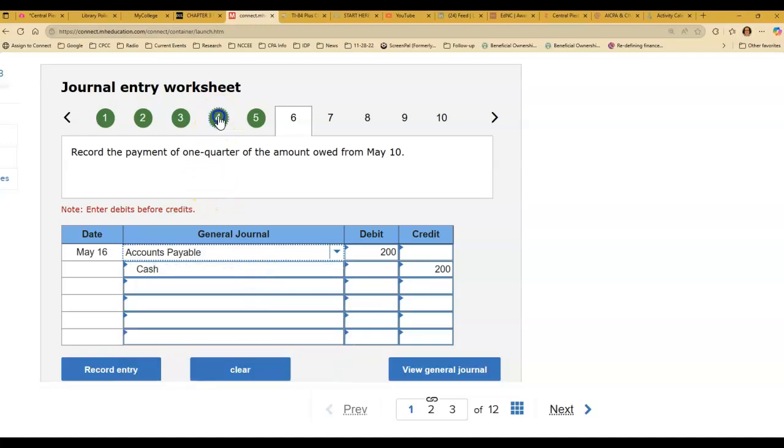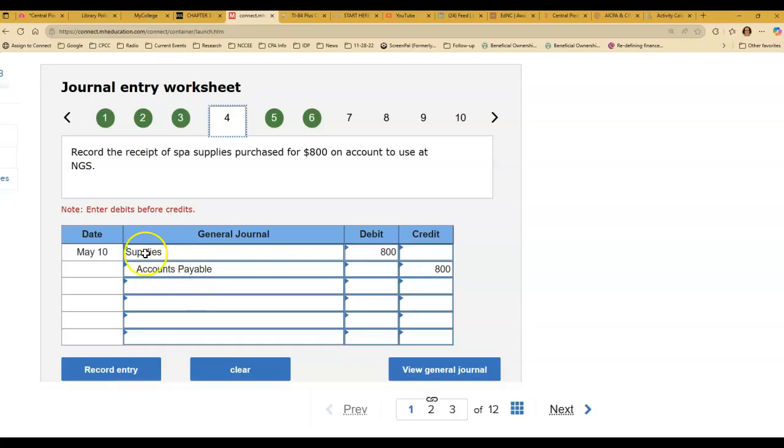So let's look back, right? This is where we bought the supplies for $800. We recorded the $800 that we owe. Now over here, we're paying down $200 of that. So now we still owe $600, right? And $600 is what's sitting out there in accounts payable, reflecting the amount that we owe. How are we doing?